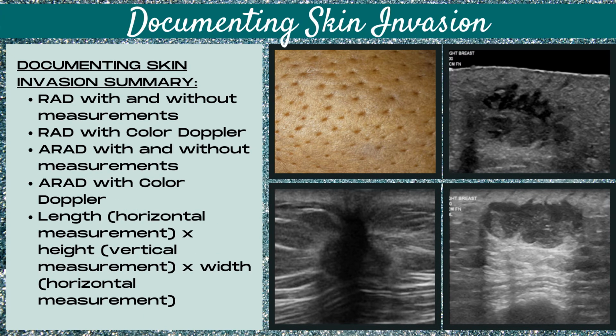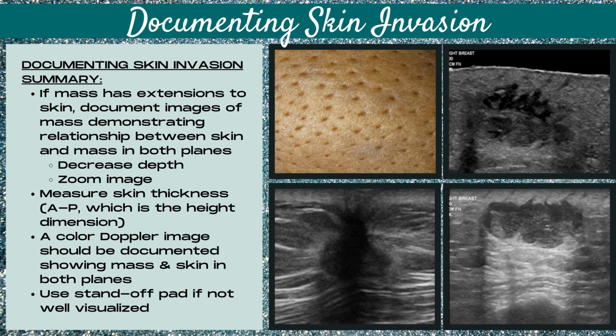Time to summarize. Here's the protocol for documenting skin invasion. You want a radial image with and without measurements of your mass, a radial image with color Doppler, an anti-radial image with and without measurements, an anti-radial image with color Doppler. It doesn't matter what planes you take your measurements in as long as you've covered all 3 measurements: your length, which is a horizontal measurement, your height, which is a vertical measurement, and your width, which is a horizontal measurement.